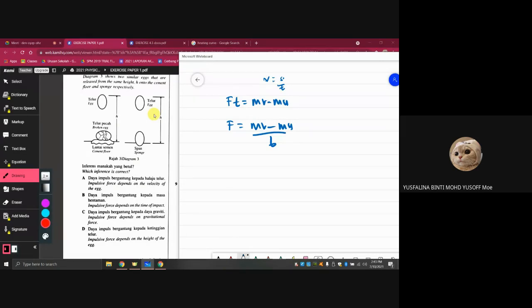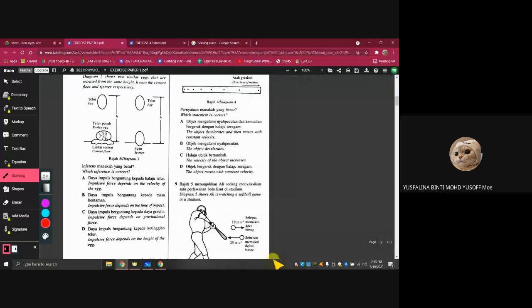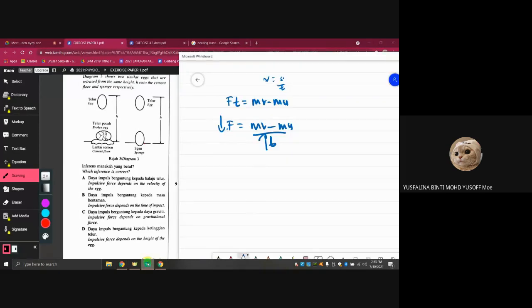The impulsive force depends on the time of the impact. If you increase the time of the impact, the impulsive force will be lower. That's why you can see here the egg is not broken. If the impulsive force is high, the egg will break. So it only depends on the time of impact. If you want the egg not to break, you increase the time of impact. So the answer should be B.